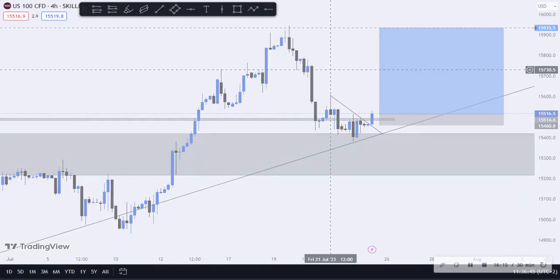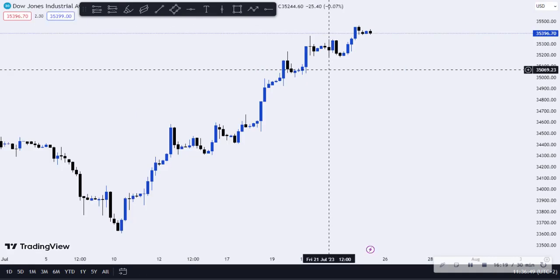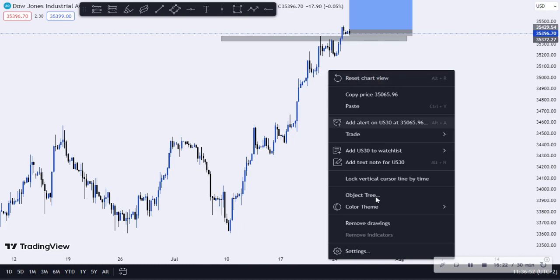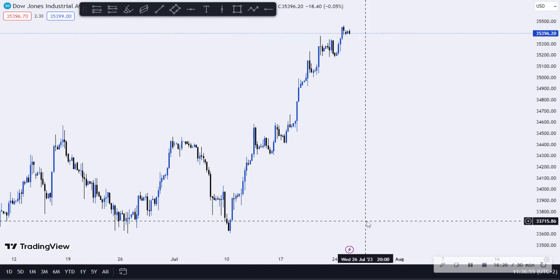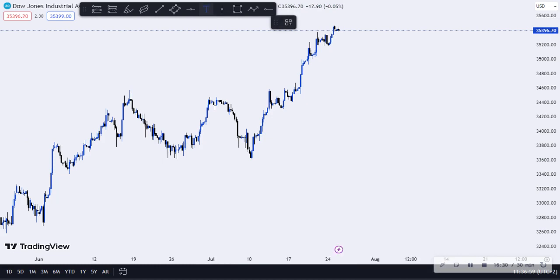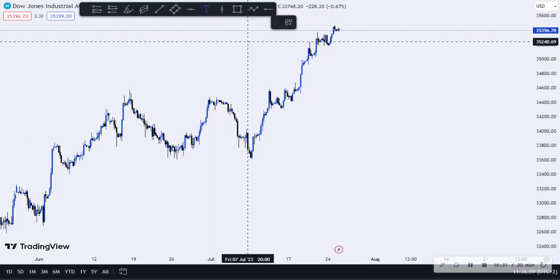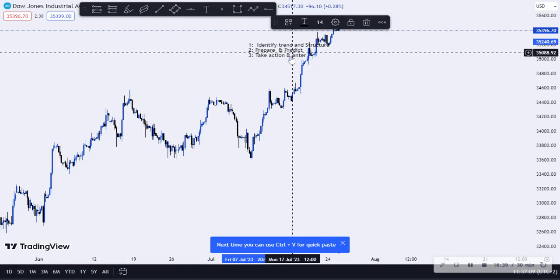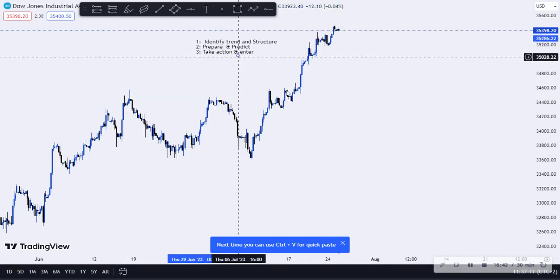Now let's go to US30. I'm definitely gonna remove everything and apply the rules like I do every day. Copy these rules. They are very useful, guys. These rules are very useful.